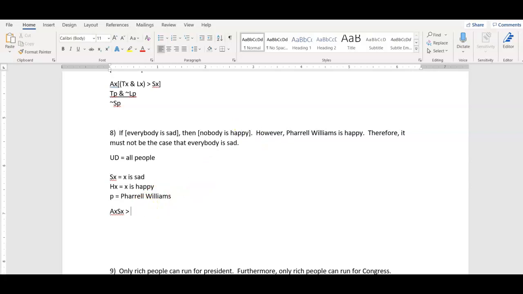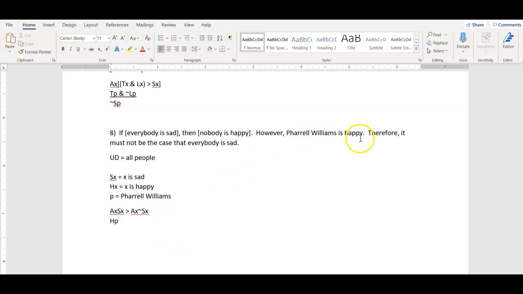So remember, for none, you can do it like this, where you say for all X, it's not the case that X is happy, or alternatively, you could do it like this: there do not exist any people that are happy. I'm going to stay with this since nobody is a universal claim, so I like to use the universal quantifier. All right, if everyone is sad, then nobody's happy. However, Pharrell Williams is happy, so next premise is just HP.